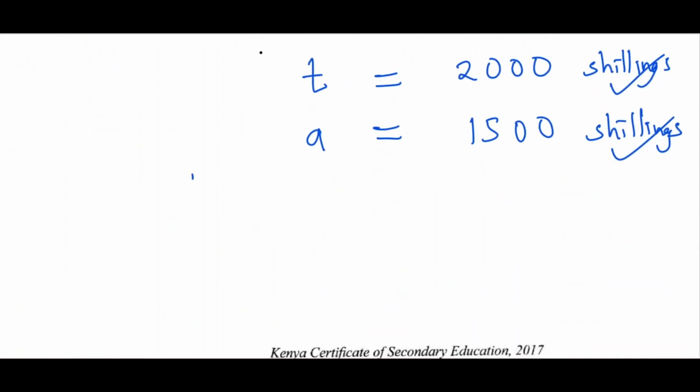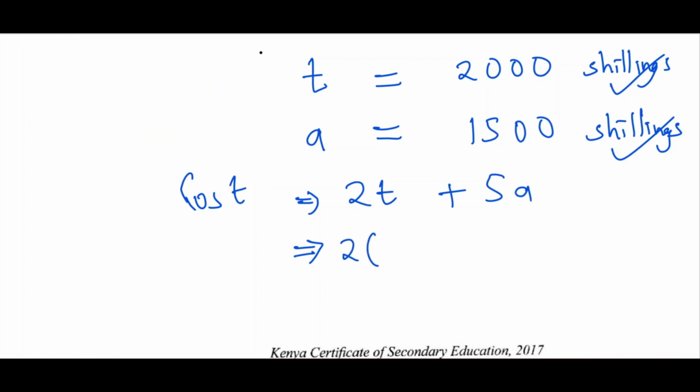So we want the cost of hiring 2 technicians and 5 artisans. But we now know the cost of hiring 1 technician and 1 artisan. So the cost of hiring 2 technicians will be 2 times 1 technician is paid 2,000 shillings, plus the cost of hiring 5 artisans will be 5 times 1 artisan is paid 1,500 shillings. I know these have started getting easy from here.